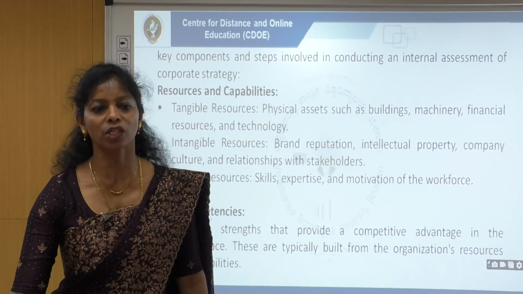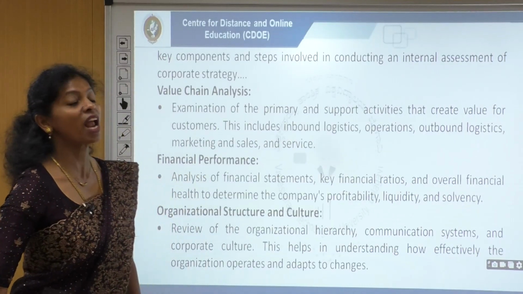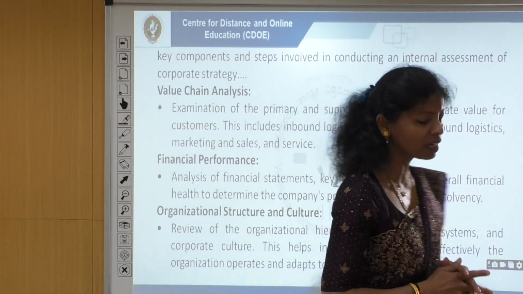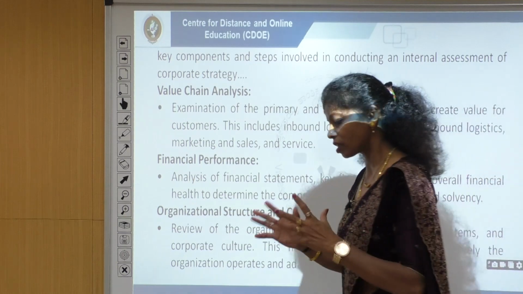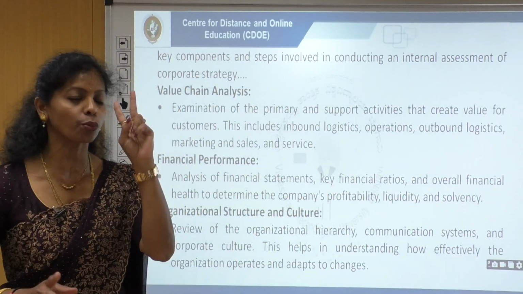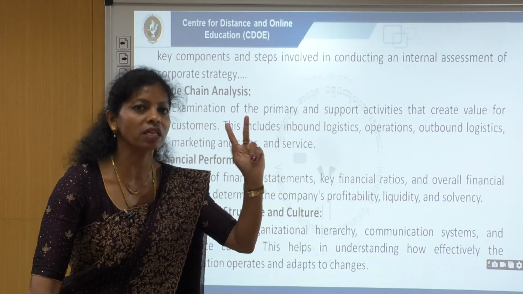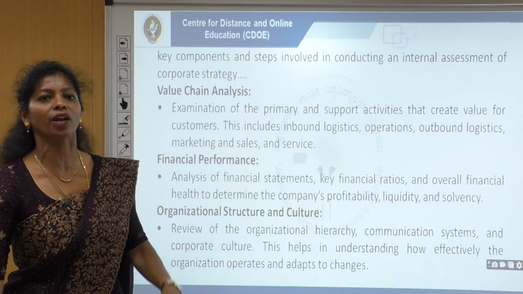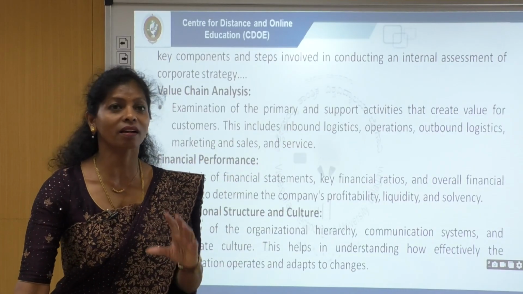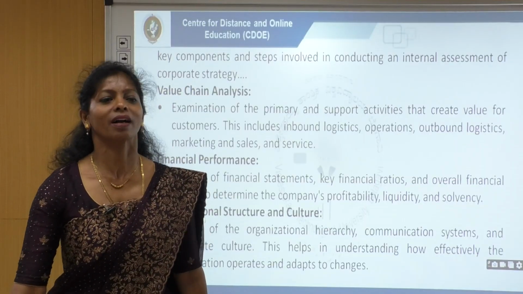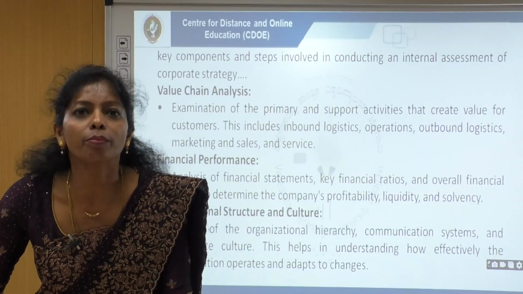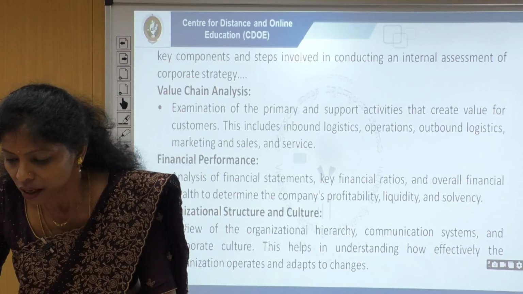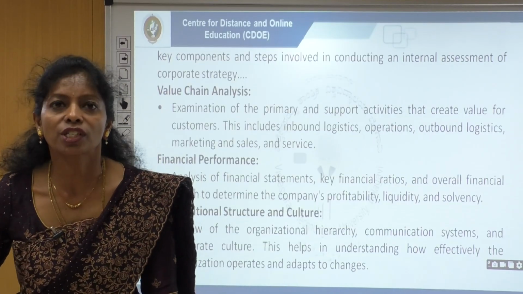So the next component which we will be seeing is value chain analysis. What is value chain analysis? About this in detail we will be seeing in the next coming session. Value chain has two major components: primary activities and secondary activities. So it is the examination of these primary and secondary or supporting activities that create value for its customers. These include inbound logistics, operations, outbound logistics, marketing and sales, and supportive services provided.